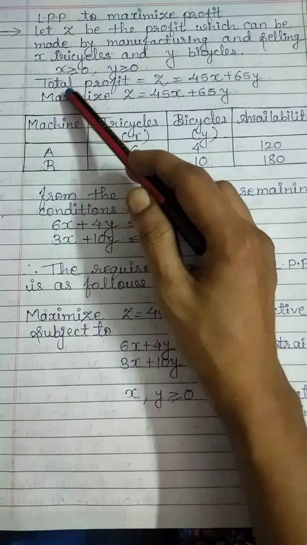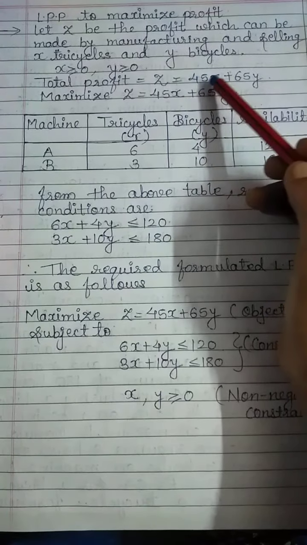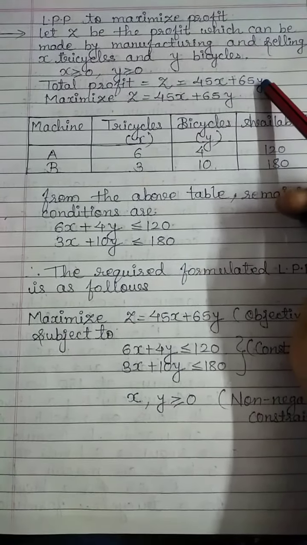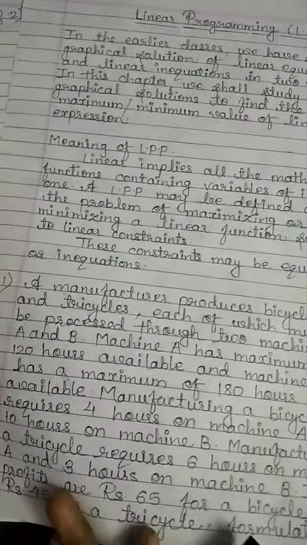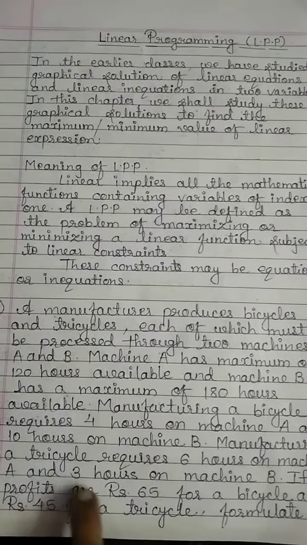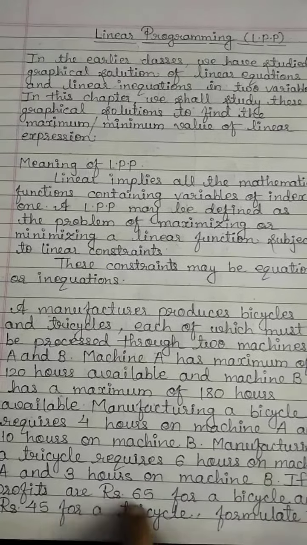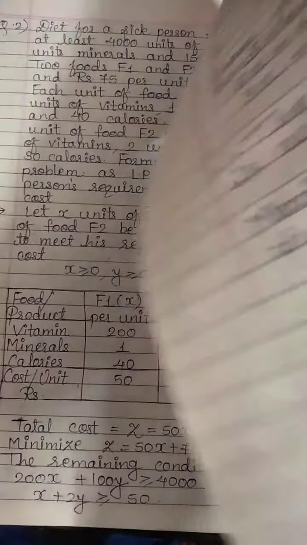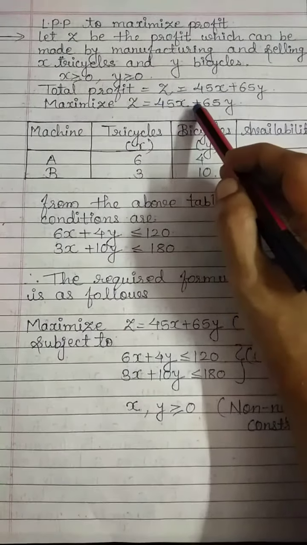So here the total profit we will write as Z = 45X + 65Y, because it is mentioned in the question that the profits are rupees 65 for a bicycle and rupees 45 for a tricycle. So now we know the equation of Z.